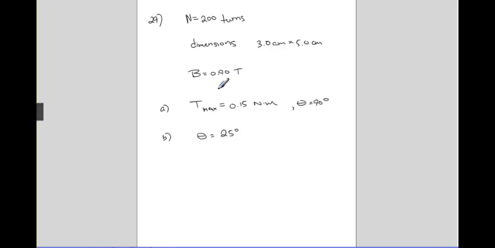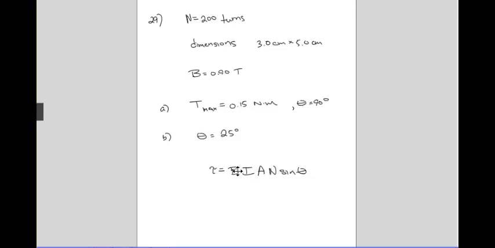So the equation for a current loop, we just used that previously, but if we go back and look at equation 19.9a, it says the torque is equal to the magnetic field times the current times the area times the number of turns times sine of the angle theta. Okay, so that's the equation we need. And as you can see, the only thing we don't know is the current. Find the current, yeah, okay.